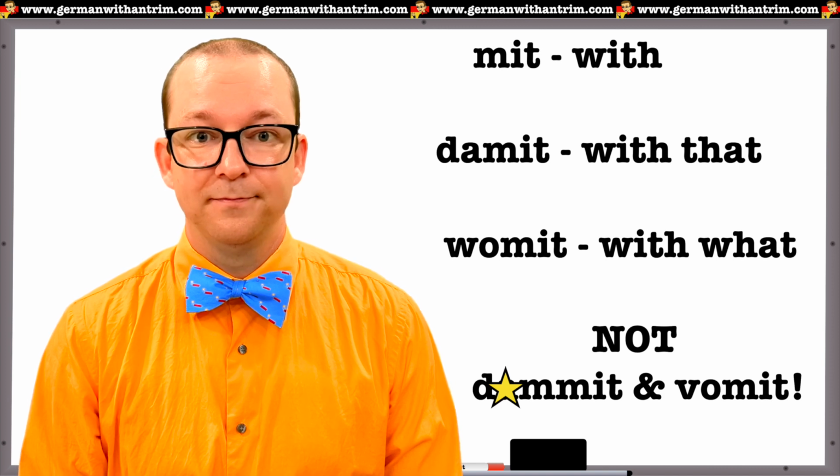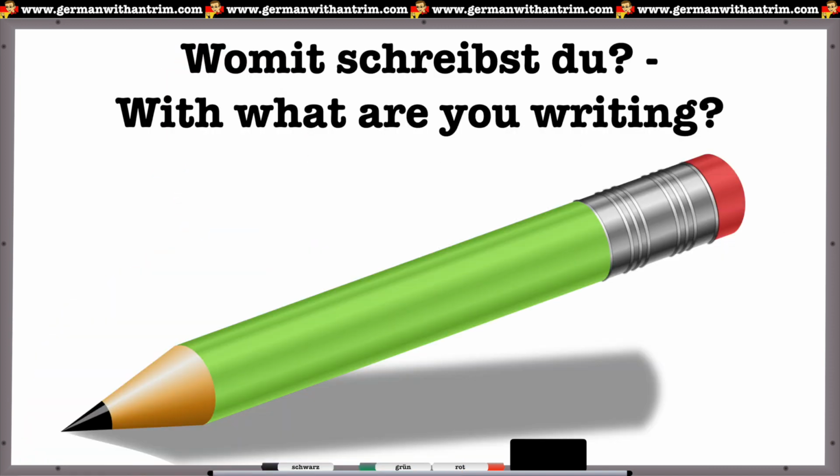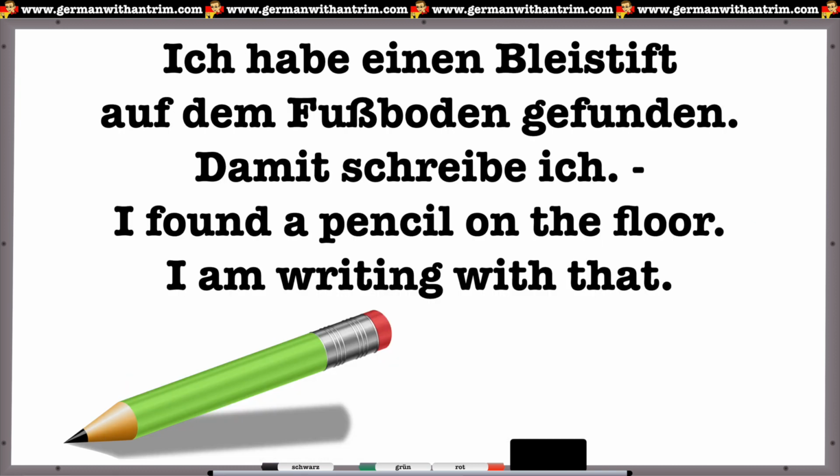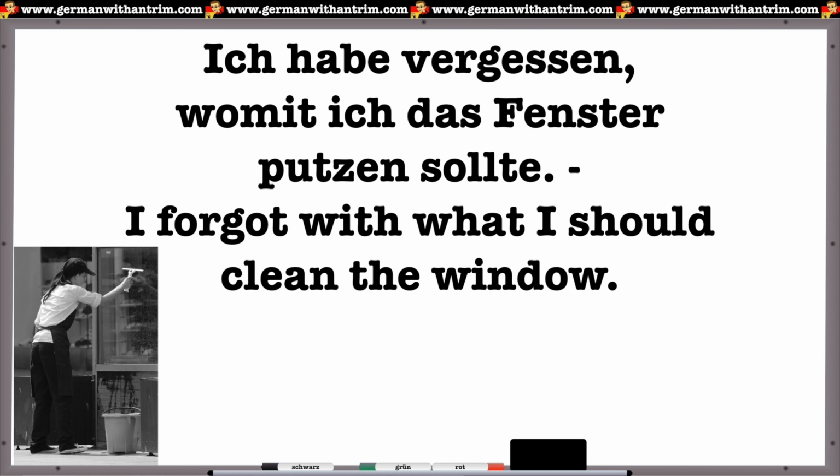For example, Womit schreibst du? With what are you writing? Ich habe einen Bleistift auf dem Fußboden gefunden. Damit schreibe ich. I found a pencil on the floor. I am writing with that. Ich habe vergessen, womit ich das Fenster putzen sollte. I forgot with what I should be cleaning the window.